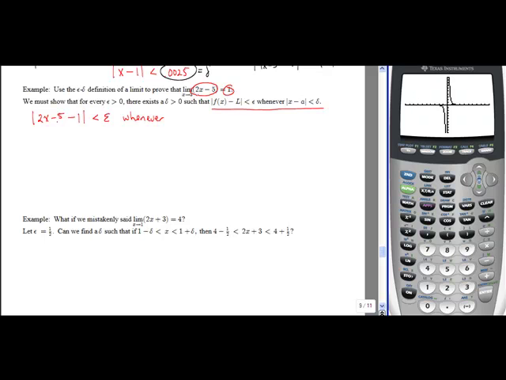So we want this relationship to be true whenever x minus a, and the a in this problem is the value that x is approaching, so that's this little 3 down here. We want this to be true whenever this absolute value is less than delta. So what we're going to do is work with this side over here and try to make this absolute value right here turn into this one so that we can see what would be a good relationship between our delta and our epsilon.